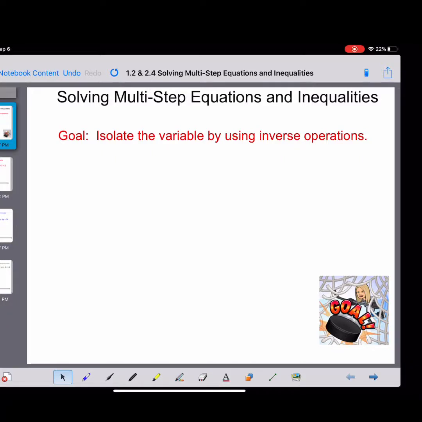All right, today we're going to be solving multi-step equations and inequalities. We have the same exact goal that we did for one step, and that is to isolate the variable. We're going to do that by using inverse operations. The only difference is that today it's not going to be one step. We're going to have two or more steps in order to figure out the solution or solutions.